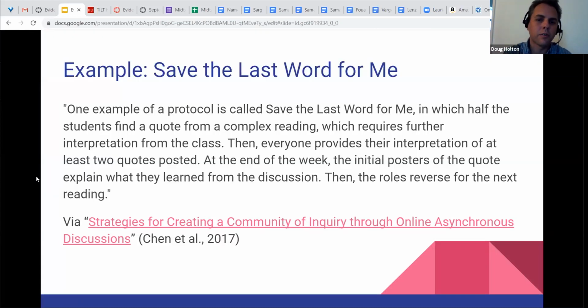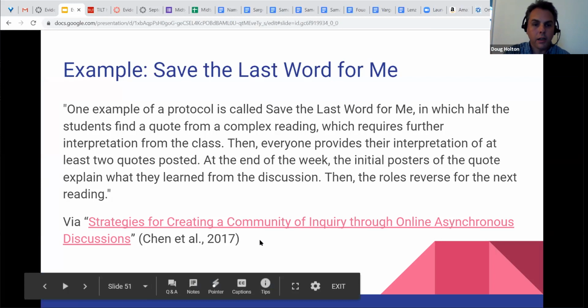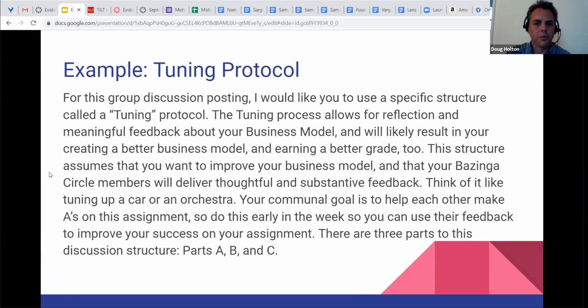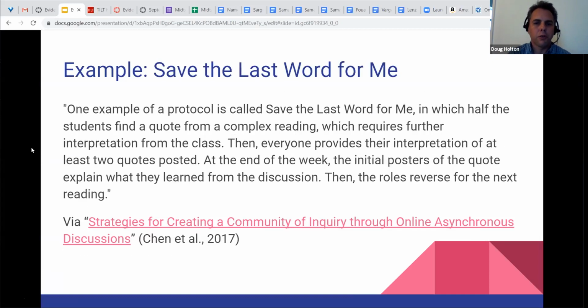There's a great article from the folks at the University of Central Florida about strategies for creating a community of inquiry in online discussions, and they talk about the discussion protocol technique. Another example is a tuning protocol, which helps structure and better guide the discussion so you can have richer and more in-depth discussions. Again, it's a little too much for me to describe in this short presentation.